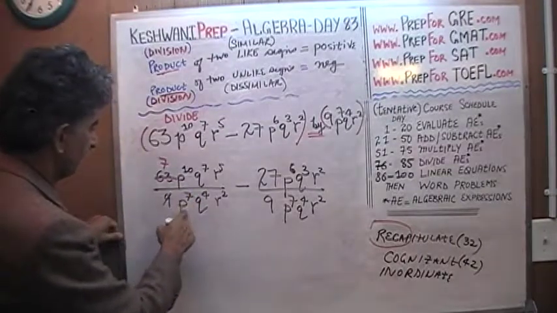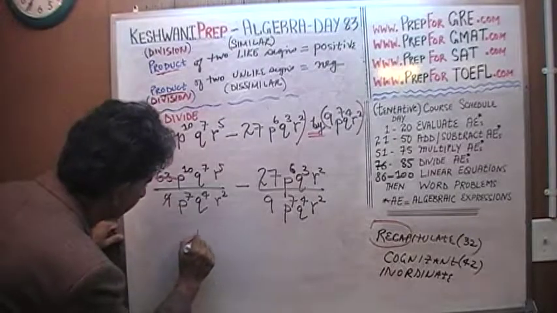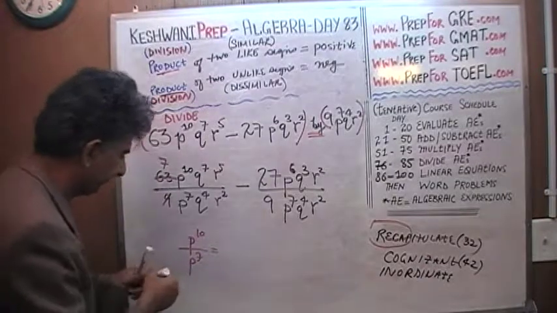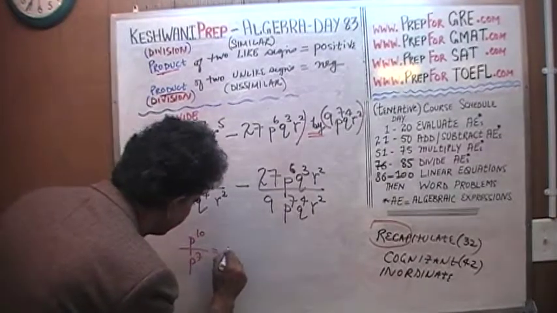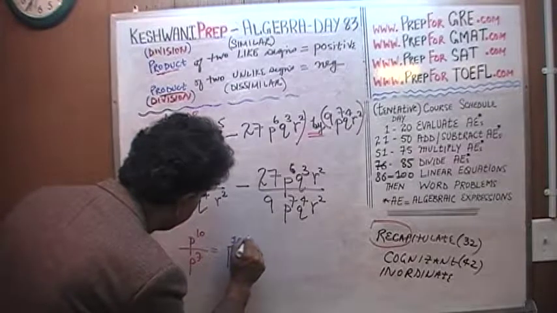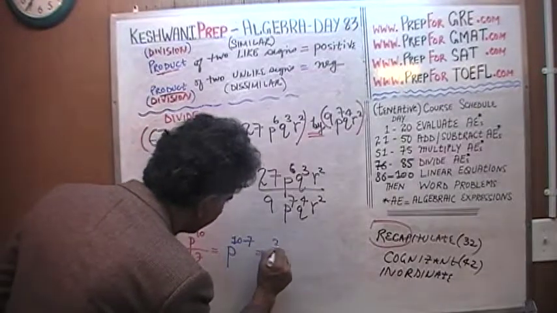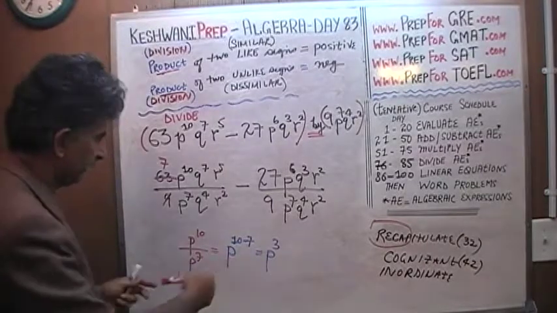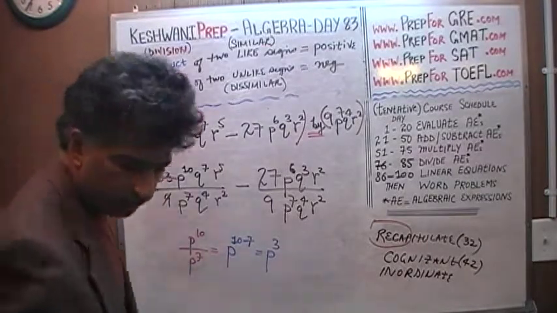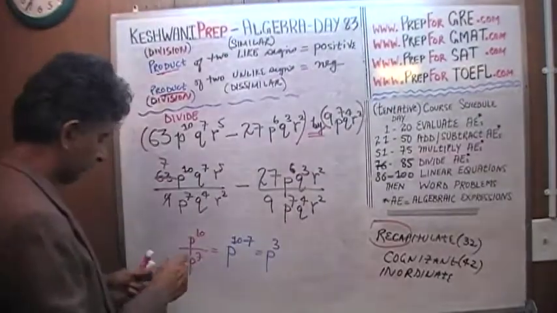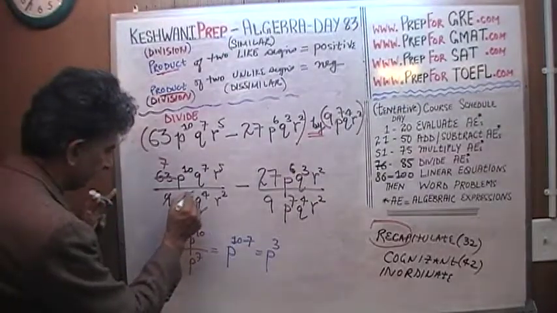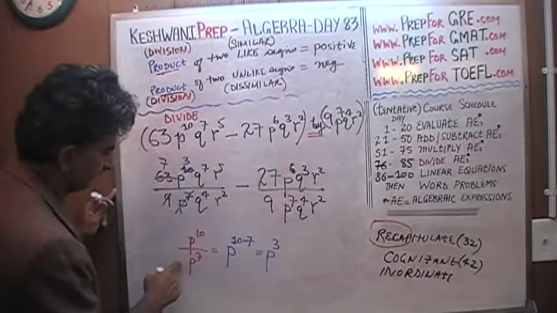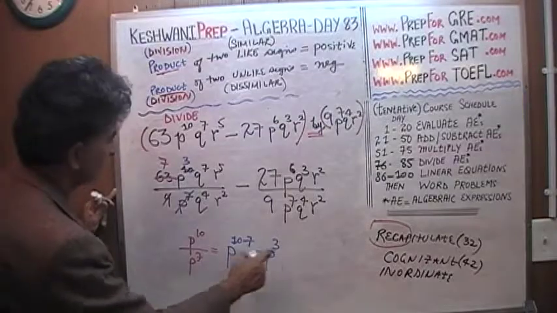P to the 10th divided by p to the 7th is the same as p raised to 10 minus 7, which is p raised to the 3rd. That's what we're going to show here now, except we're not going to show it in a childish way. This is how we're going to show it. Take out this guy, p to the 7th disappears, and this 10 power becomes 3rd. You see, it becomes 3rd. P to the 10th divided by p to the 7th became p to the 3rd.